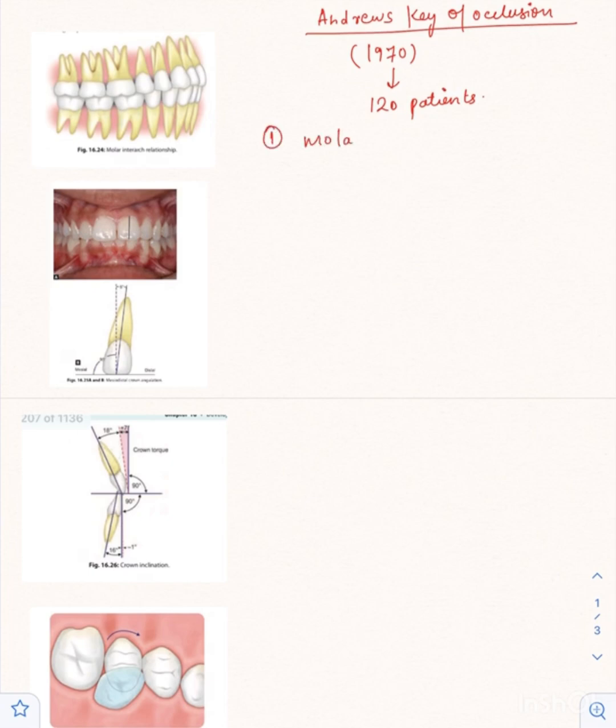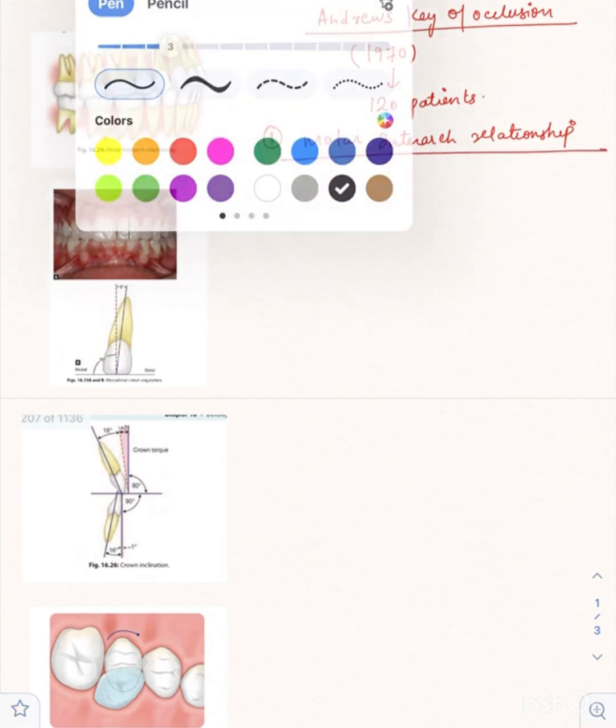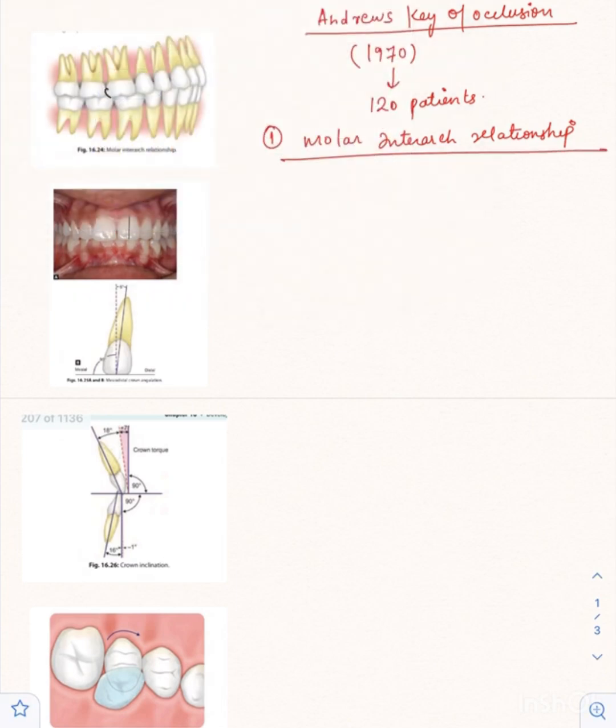The first key was molar interarch relationship. He explained that the distobuccal cusp of the upper permanent first molar occludes with the mesial surface of the lower second molar, and the mesobuccal cusp of the upper first molar occludes in the mesial groove of the lower permanent first molar, and the canines and premolars will enjoy their interdigitations.